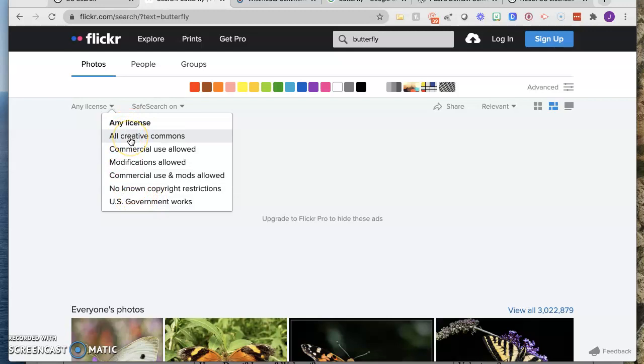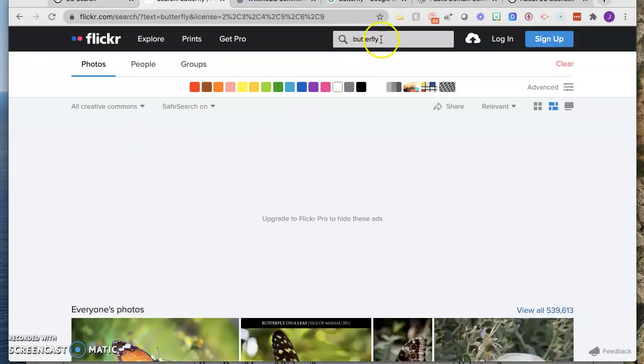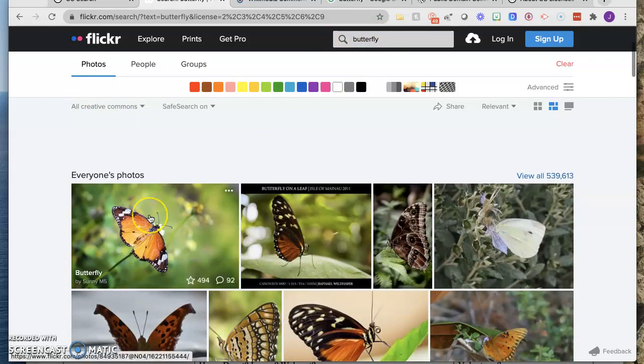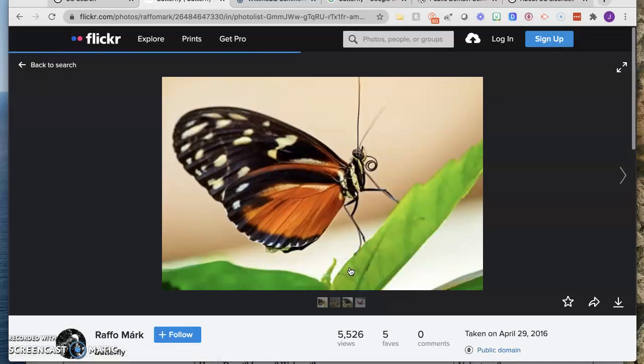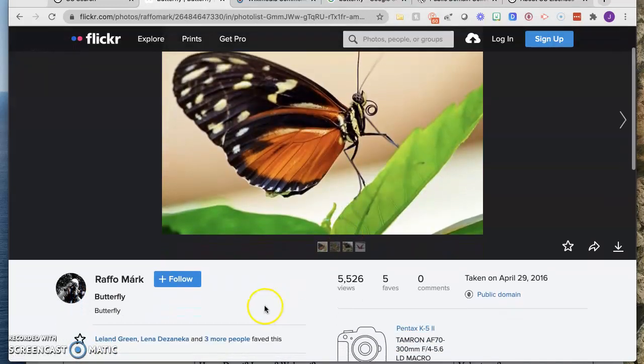But in this case, I'm going to look at all Creative Commons licenses. So I'm looking for butterfly. I've chosen from my drop-down menu all Creative Commons licenses, and then I'll come here to one of the images that I might want to use. And so I'm going to click on this one. And here we have, again, the author, or really the creator, and this creator has decided to release his work under public domain. So by law, I would not have to give credit to this person when I use the work, but I say that it is ethical to do it anyway.